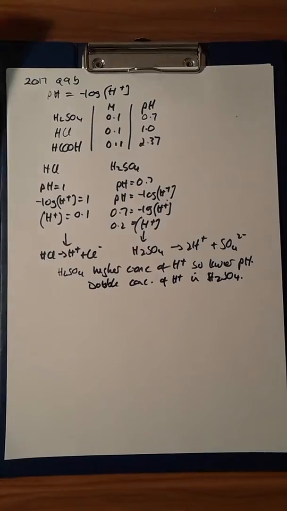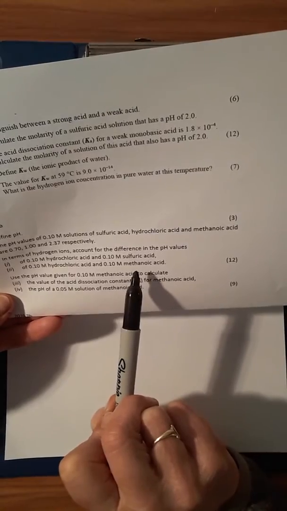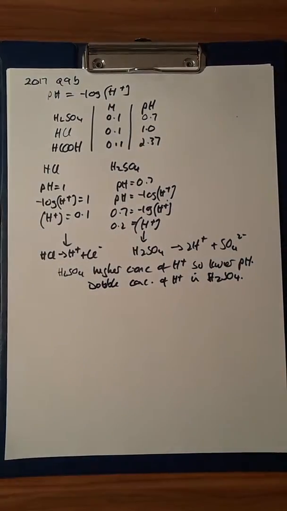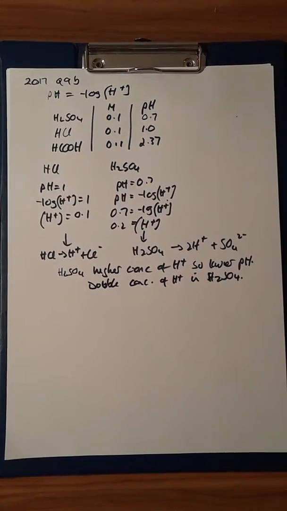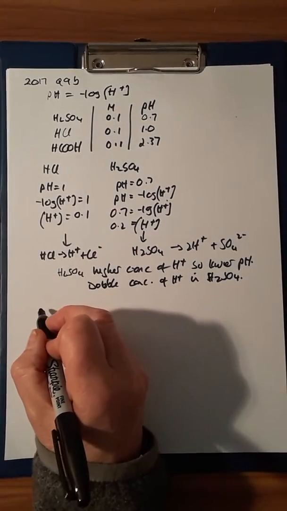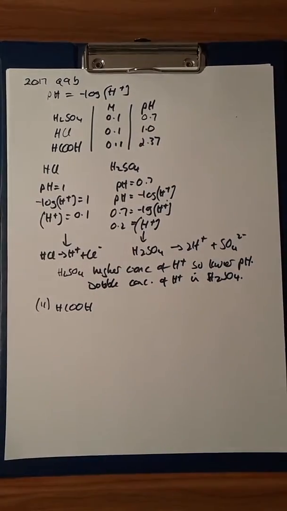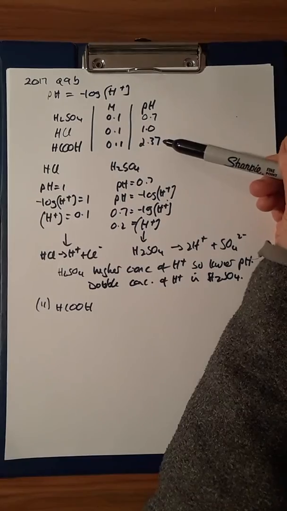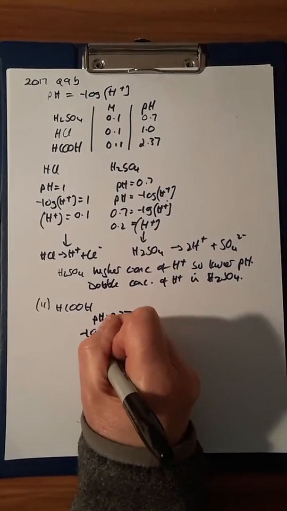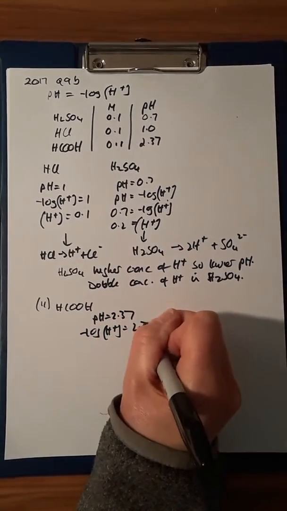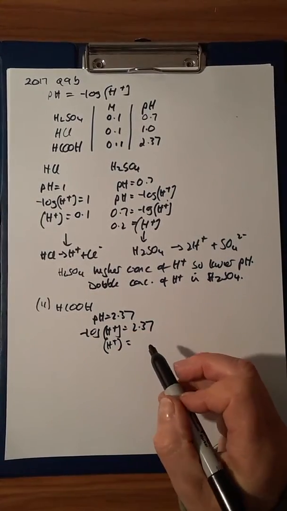Okay, next one. Account for the difference in pH values of 0.1 molar hydrochloric acid and 0.1 molar methanoic acid. Okay, so again, let's have a look. We know what's happening with the hydrochloric acid. So let's look at the methanoic acid. Methanoic acid is HCOOH, and we're told that its pH is 2.37. So where's this pH of 2.37 coming from? It's minus the log of the hydrogen ion concentration is 2.37. So here the hydrogen ion concentration is the antilog of minus 2.37.